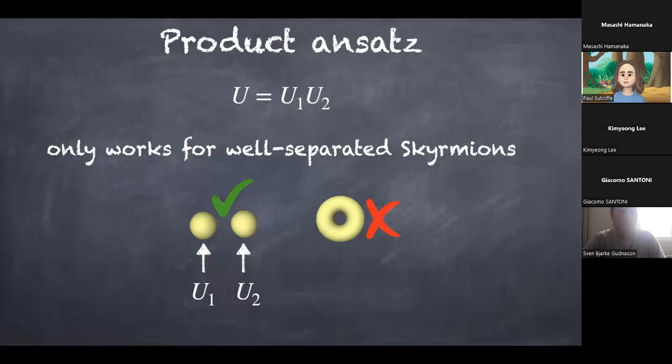But as I mentioned, it doesn't work if you try and bring these skyrmions close together. Then it breaks down and you don't get something like you would if the two skyrmions were allowed to just numerically approach each other and form, for example, a torus. Okay. Any questions about the simplest charge 1 skyrmion before I move on?